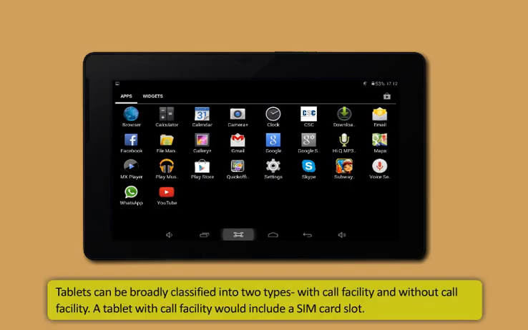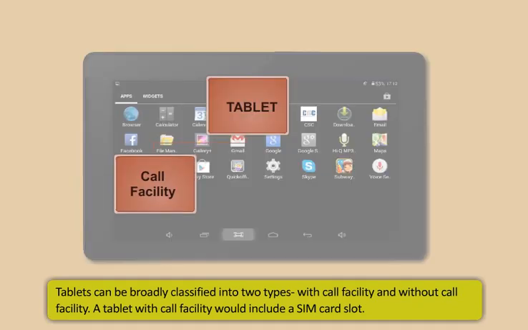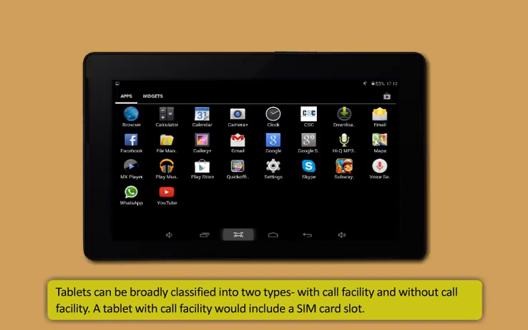Tablets can be broadly classified into two types, with call facility and without call facility. A tablet with call facility would include a SIM card slot.